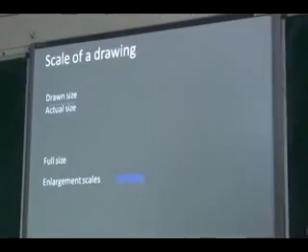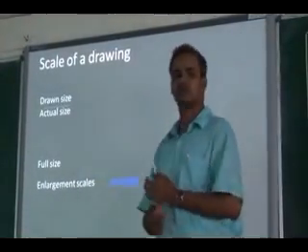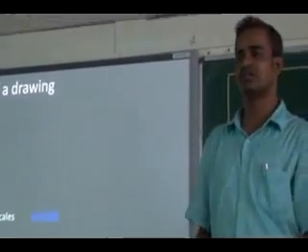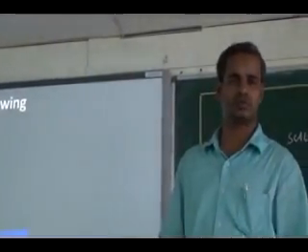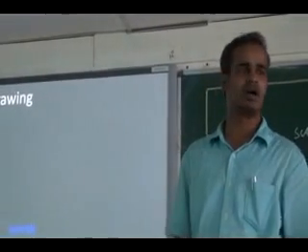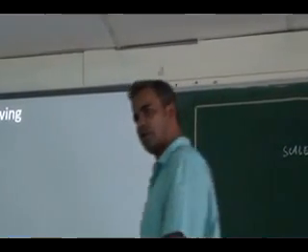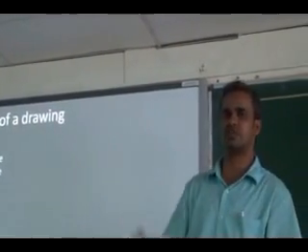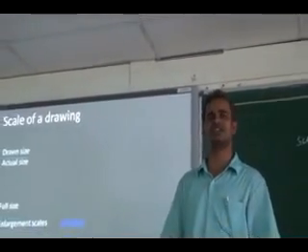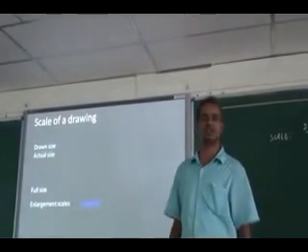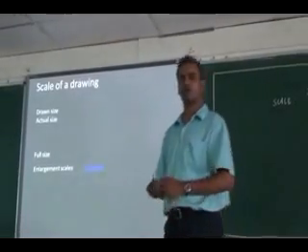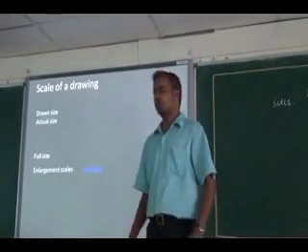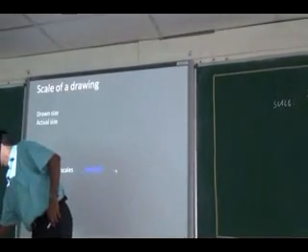For the enlargement scale, take an example. If you have a very small component and want to draw its component drawing, for example a component in my wristwatch, it is very accurately manufactured and very tiny. If it is drawn at that same size on a drawing sheet, it will be very small and the details cannot be read clearly. So what is done is that it is enlarged and drawn on the drawing sheet. You can see this.